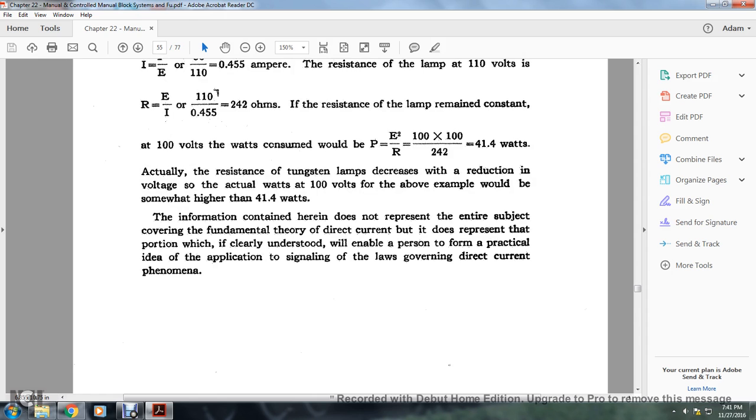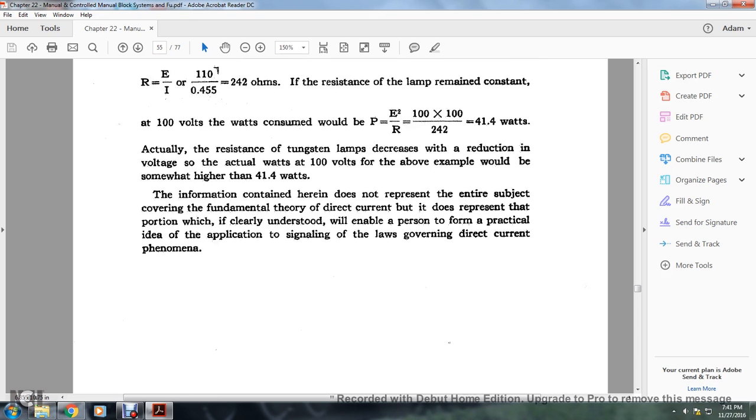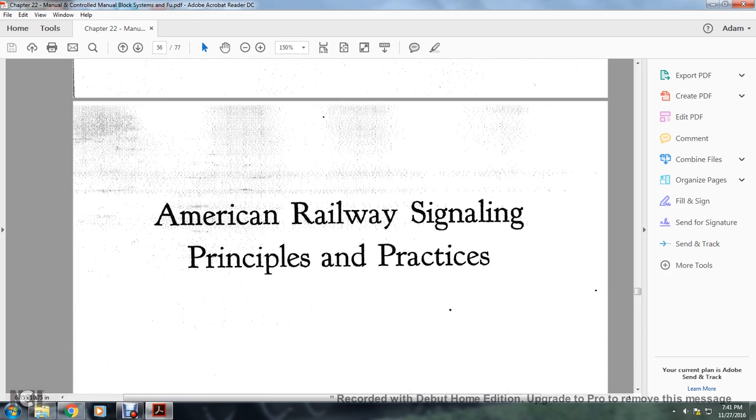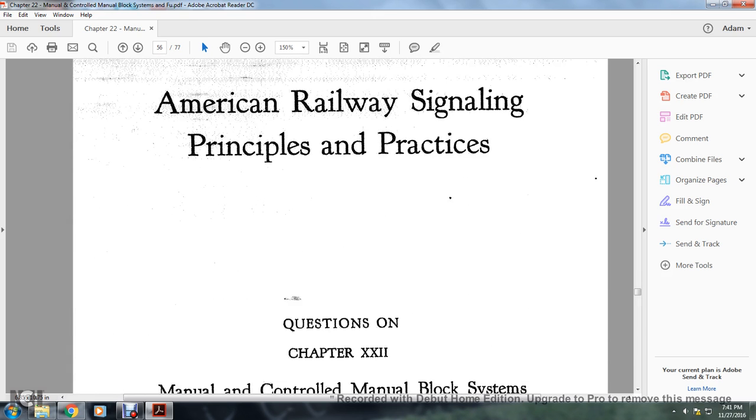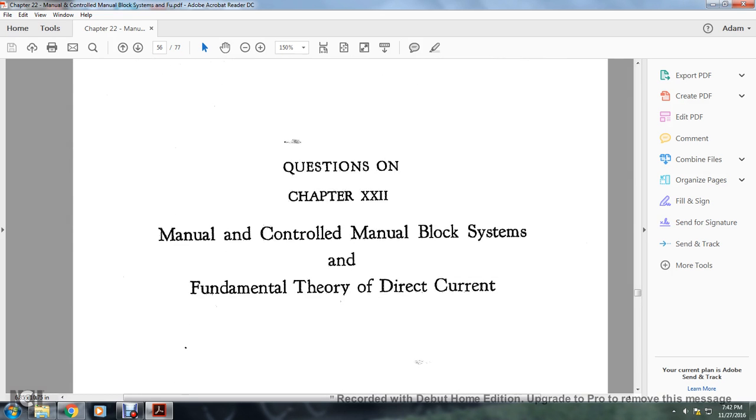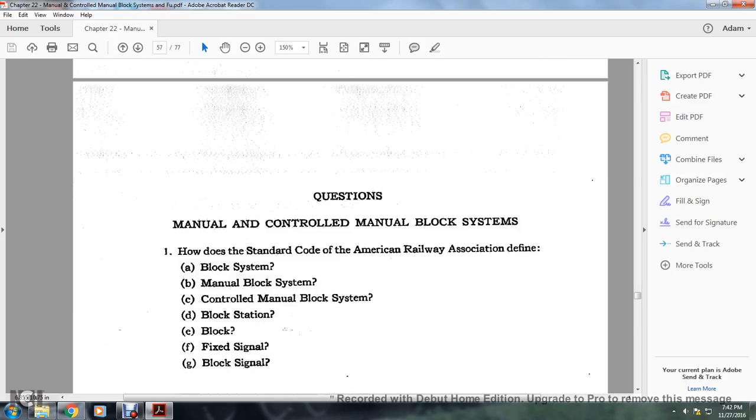Information contained herein does not represent the entire subject concerning the fundamental theory of direct current, but it does represent the portion clearly understood which enables a person to practically deal with the application of signal laws governing direct current phenomena. American Railway Signals, Principles and Practices, Manual Control, and Fundamental Theory of Control.